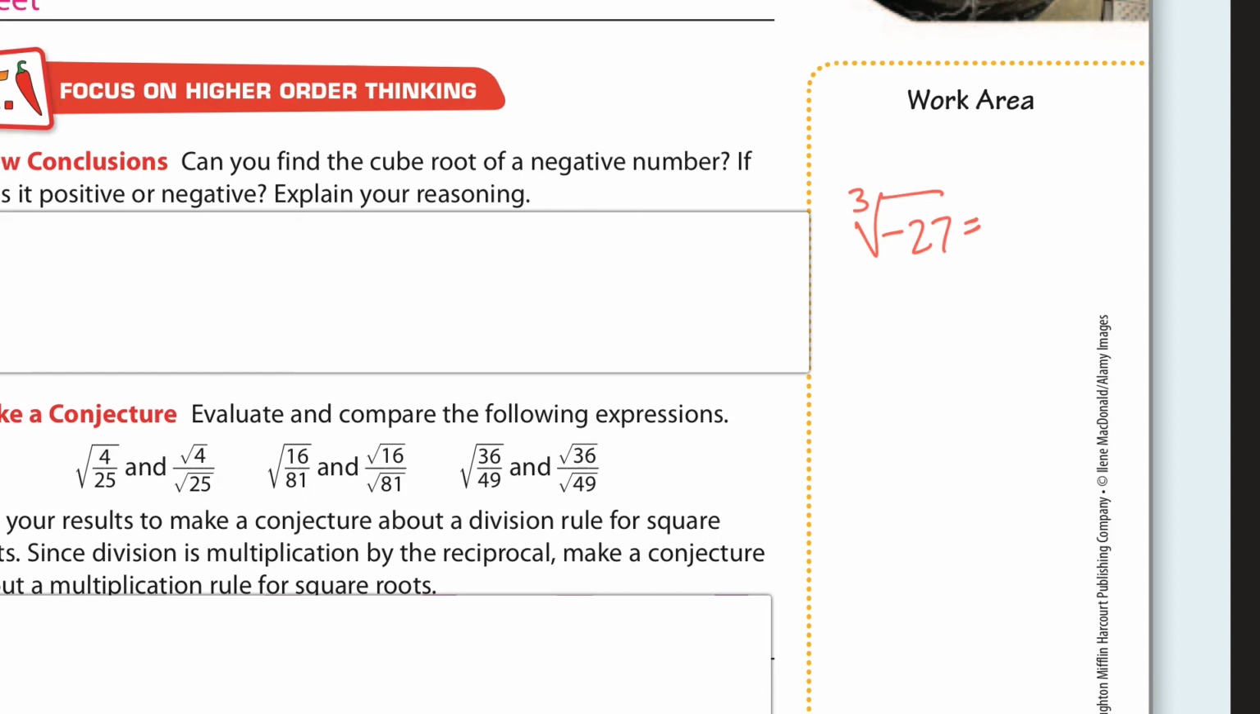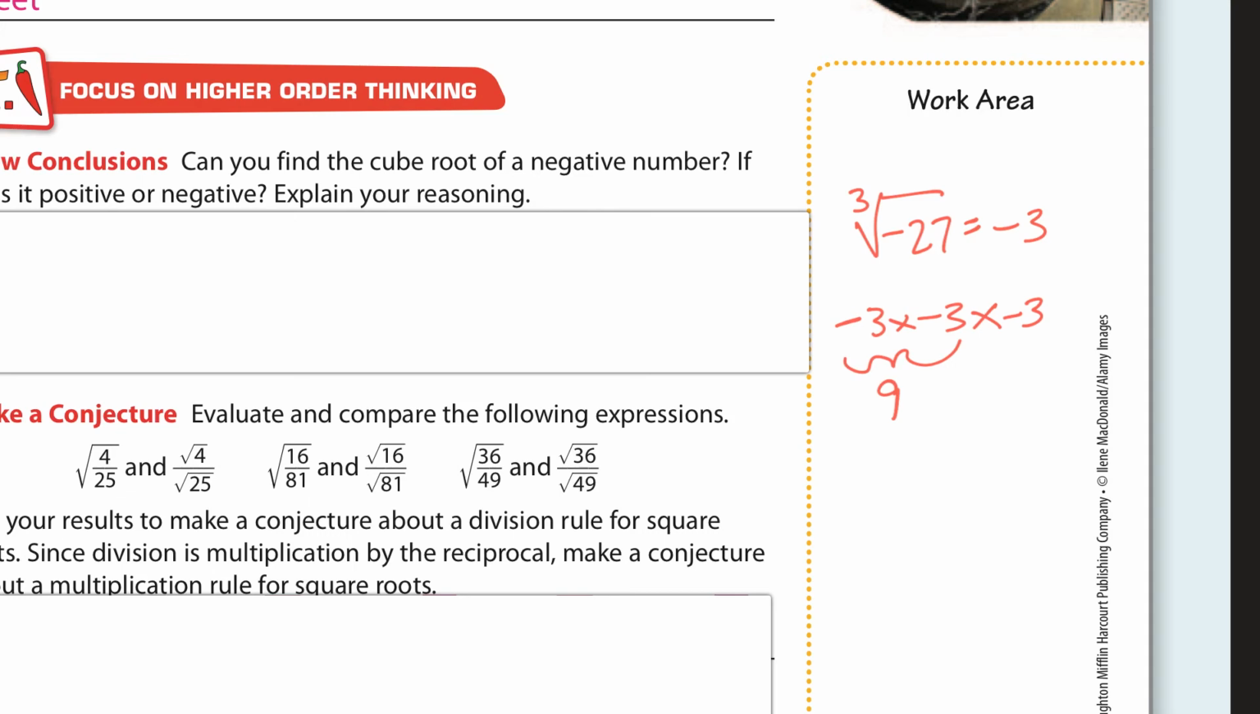I could say, well, negative 3 times negative 3, that is 9. Then take that times negative 3 again, and there you have the negative 27. So the cube root of negative 27 would be negative 3. So there you go, yeah, you definitely can.